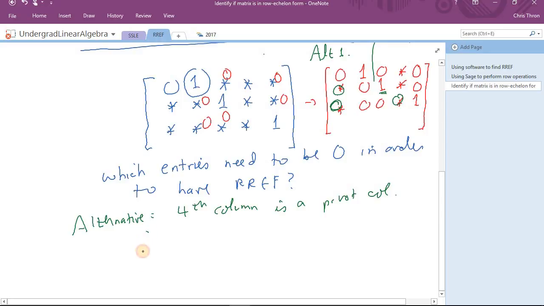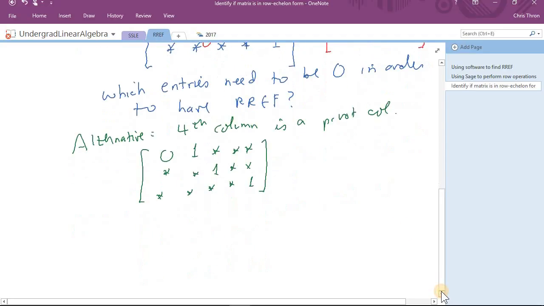All right, so here we have, let me rewrite it again. Our original one was 0, 1, star, star, star. And then here I had star, star, 1, star, star. And then here I had star, star, star, star, 1. Okay. All right, now, if the fourth column is a pivot column, that means that this entry here would have to be a 1.